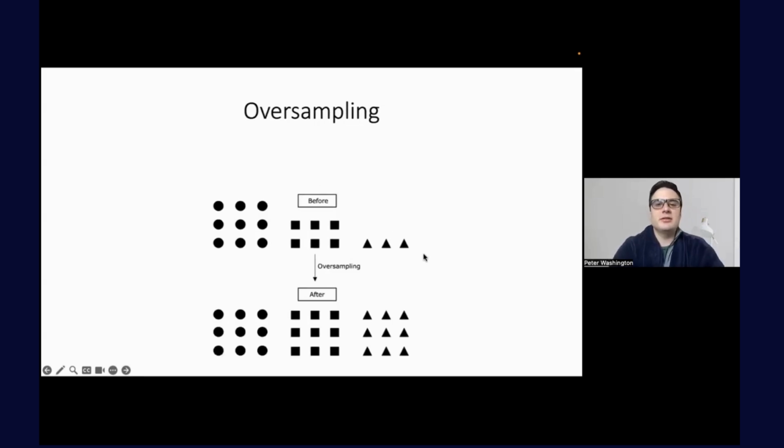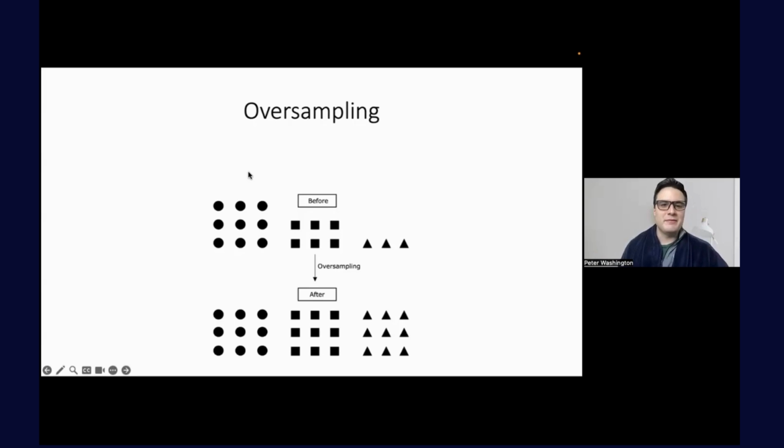So another thing you can do is the opposite, oversampling, where you can take the underrepresented groups and repeat data points from those groups. And then you have an equal number of data points per group. Well, what's the problem with that?